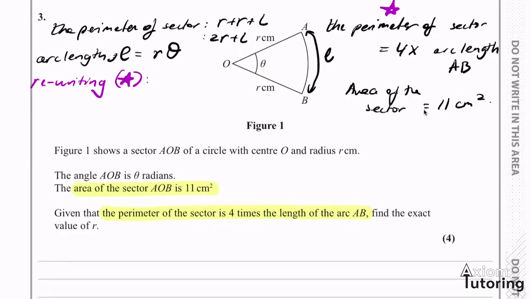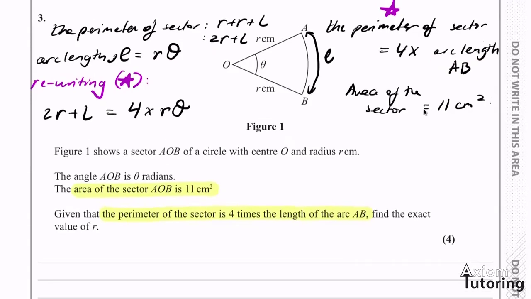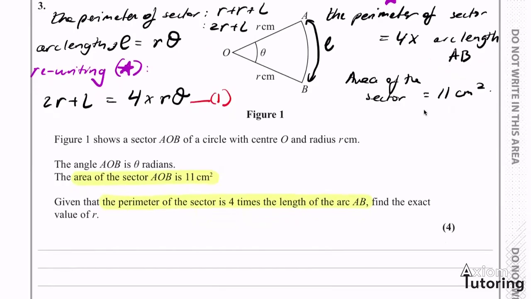So the perimeter of the sector, well, we just found that that's 2R plus L. So 2R plus L is equal to 4 lots of the arc length of AB, which we've just found as R theta. So now we have this equation here. Let's call that equation 1.